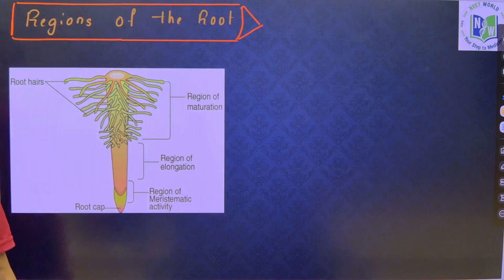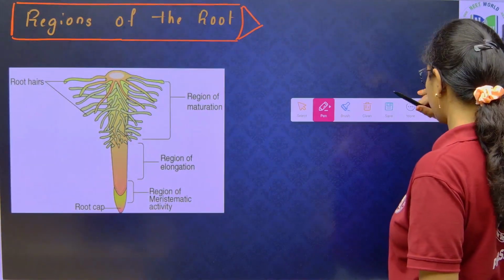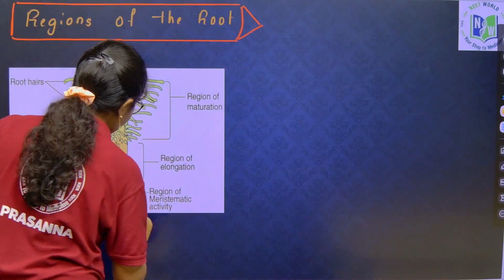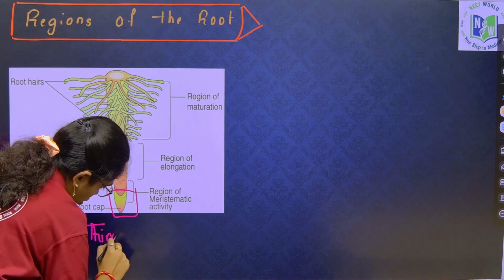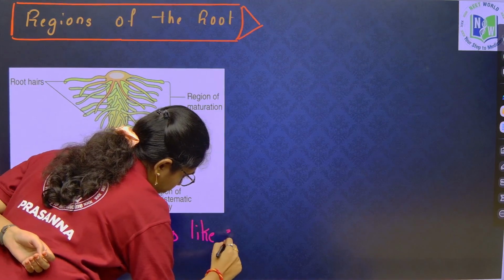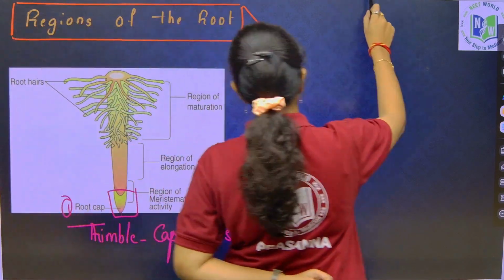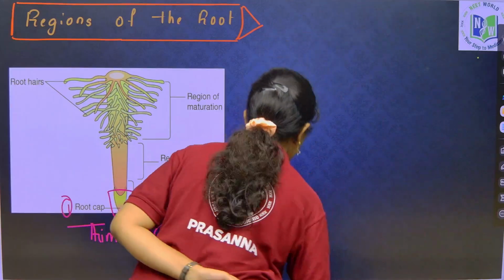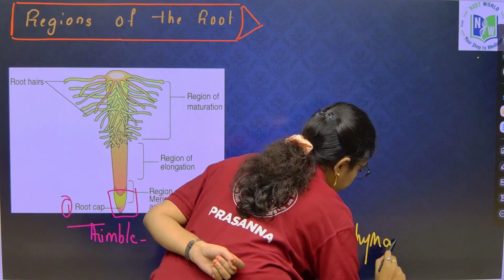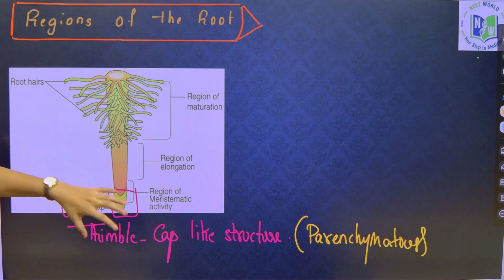So now let us look into the regions of the root. We have 4 regions of the root. First is root cap, the small thimble like structure. Root cap is small thimble cap like structure, where it is filled with what type of tissue? Parenchymatous tissue. So root cap is small cap like structure which is made up of parenchymatous tissue.